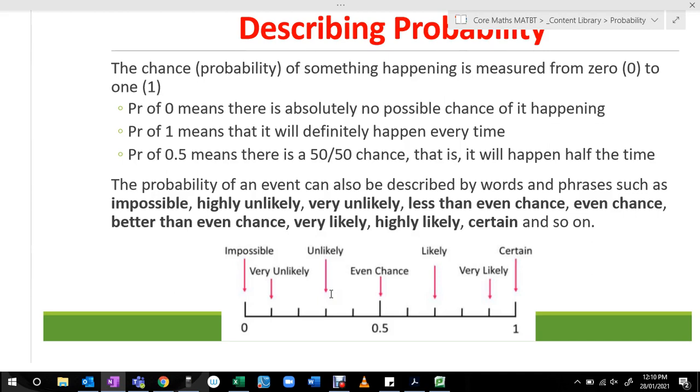Generally, in year 10, probability is represented with a number between 0 and 1. So 0 means 0% chance of happening, and 1 means 100% chance of happening, or definitely going to happen. In this example, 0 just means absolutely impossible, or not possible. 1 means it's definitely happening. 0.5, which is a decimal, means it's a 50-50, a 50% chance of it happening.